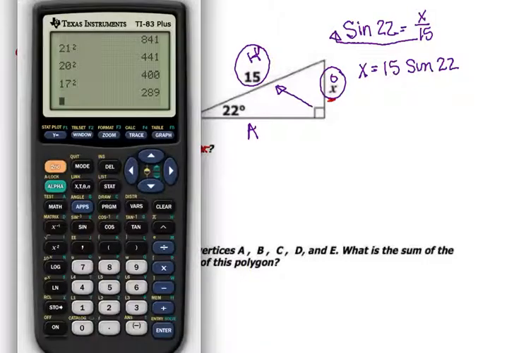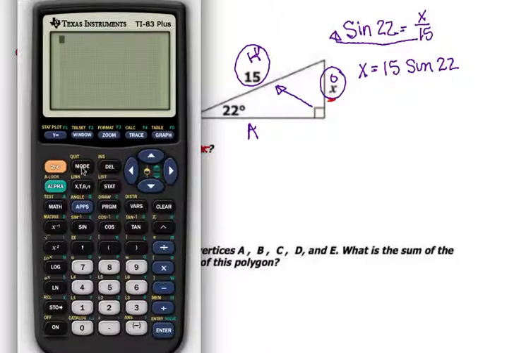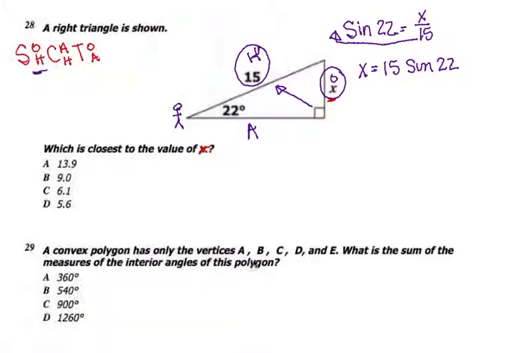So I'm going to get my handy dandy calculator out. Make sure I'm on. Clear everything out of the way. Check my mode. It's good. So 15 sine 22. 5.619. So your answer is 5.6, letter D. Okay? Good job, you guys.